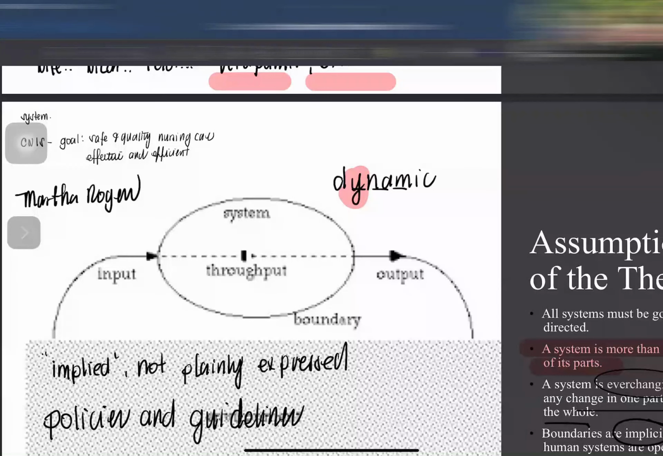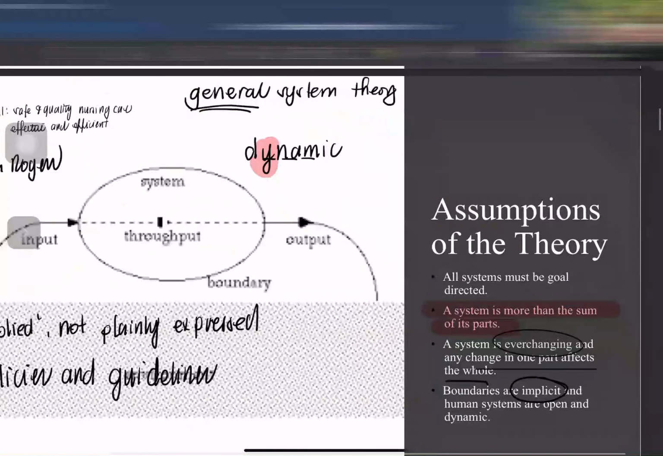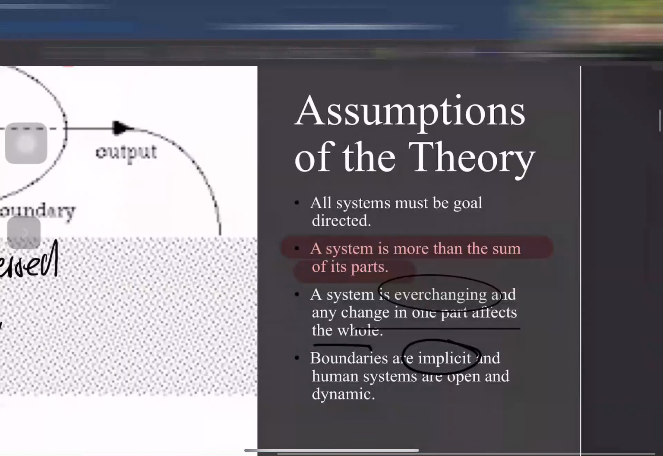When I talk about system in general systems theory class, as the term implies, general systems theory, class, it means general. Ibig sabihin, all the systems that are available in the world could be analyzed using general systems theory. Okay, so class, in particular, I'm giving you examples that are specific to nursing. Now, allow me to elaborate on some of the assumptions of this theory.